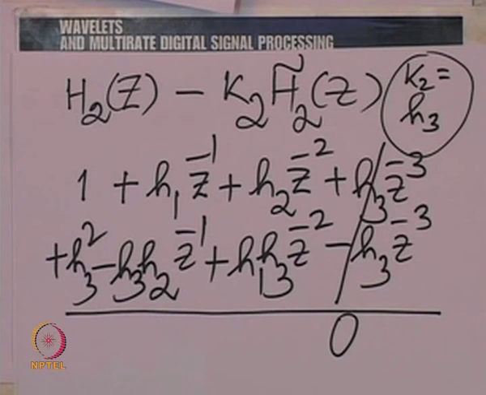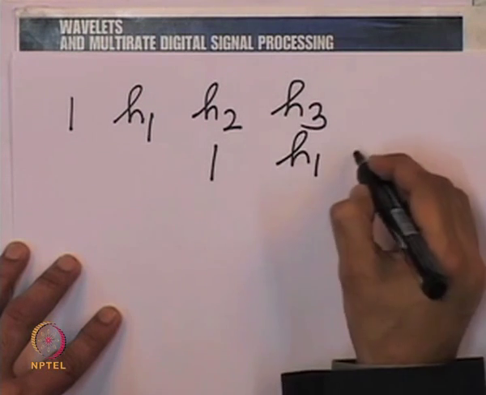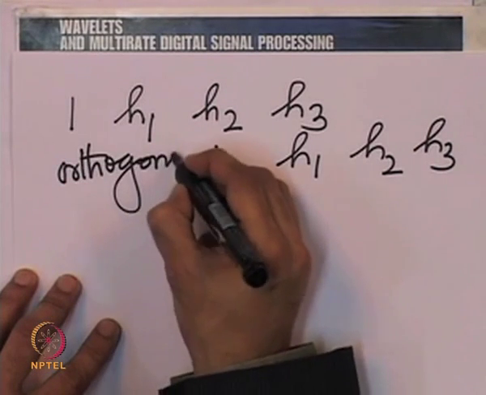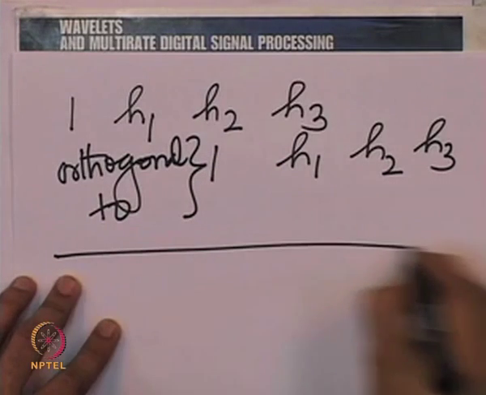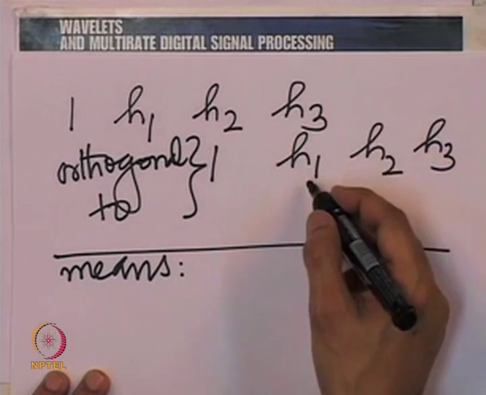But let us go back to the basic requirement that we had on an orthogonal filter. Remember, the whole idea in constructing the Daubechies filter, for example, was that the impulse response was orthogonal to its even translates. Let us put that condition down again and see what it gives us. So, 1 h 1 h 2 h 3 is orthogonal to 1 h 1 h 2 h 3. And that means h 2 into 1 plus h 3 into h 1 is 0.